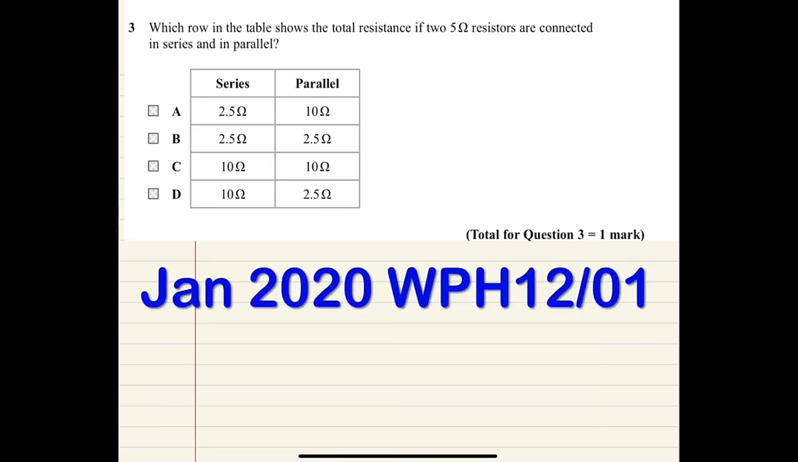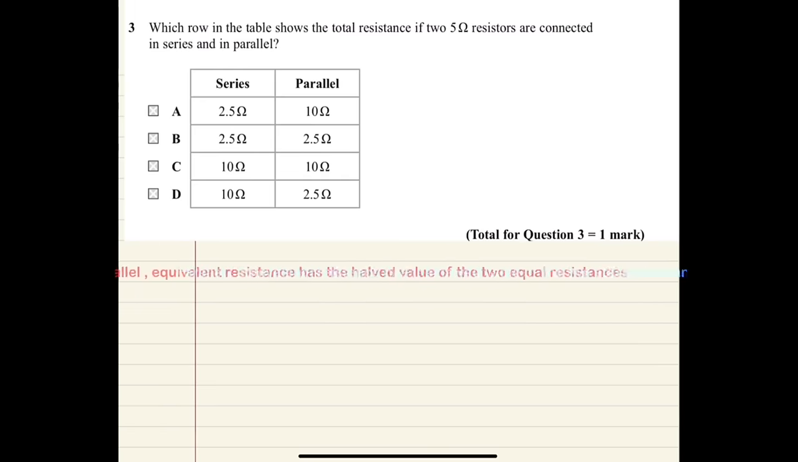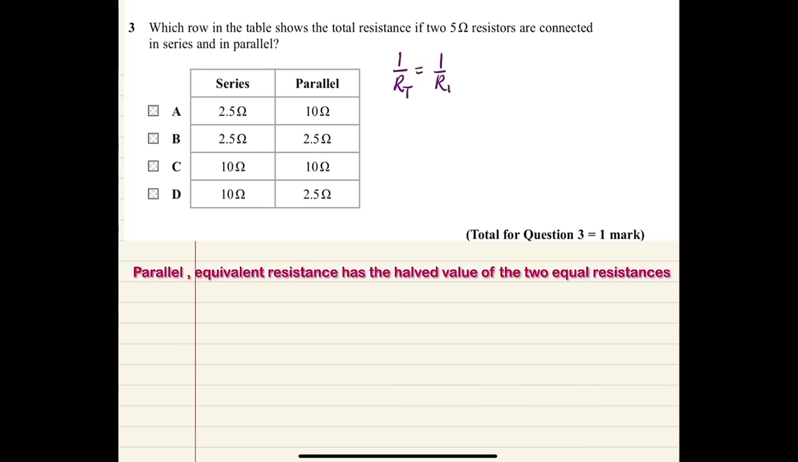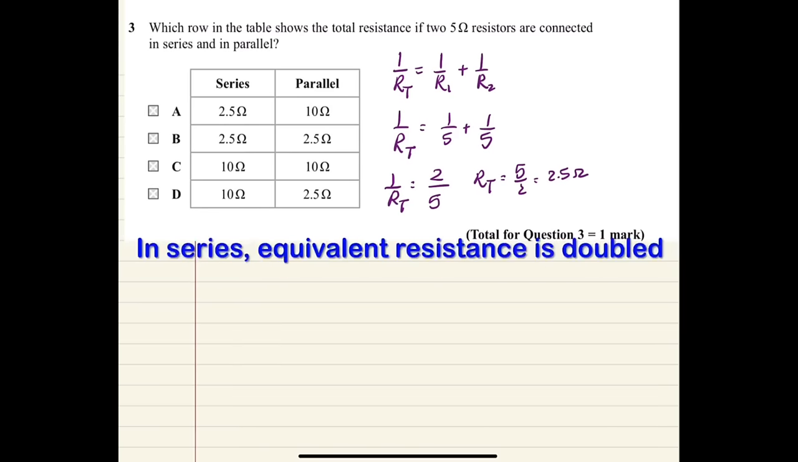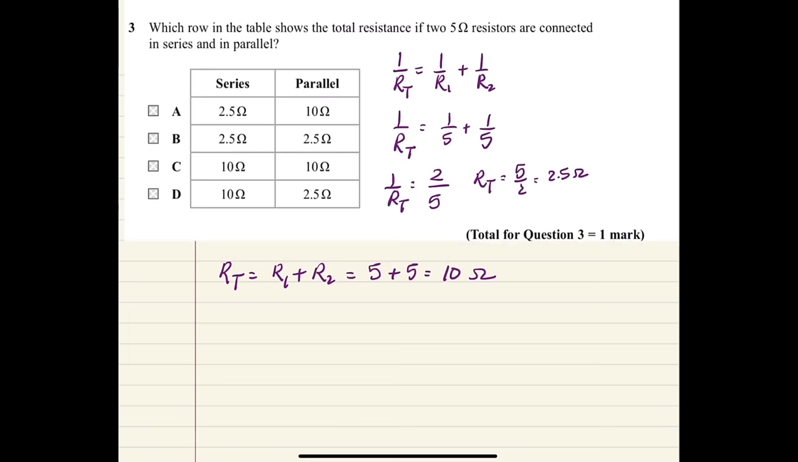The table shows the total resistance if two 5 ohm resistors are connected in series and in parallel. For the two 5 ohm resistors in parallel connection, the formula is 1 over R total equals 1 over R1 plus 1 over R2. So 1 over R total equals 1 over 5 plus 1 over 5. So 1 over R total equals 2 over 5. R total equals 5 over 2, 2.5 ohm for the parallel. For series connection, R total equals R1 plus R2, 5 plus 5, which is 10 ohm. The correct answer for question 3 is going to be D.